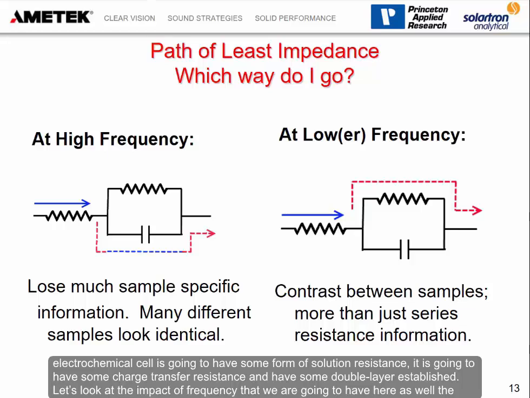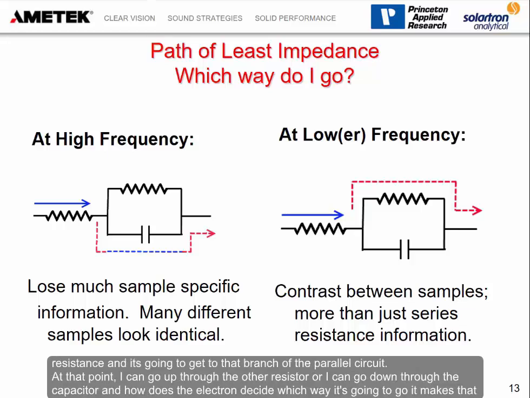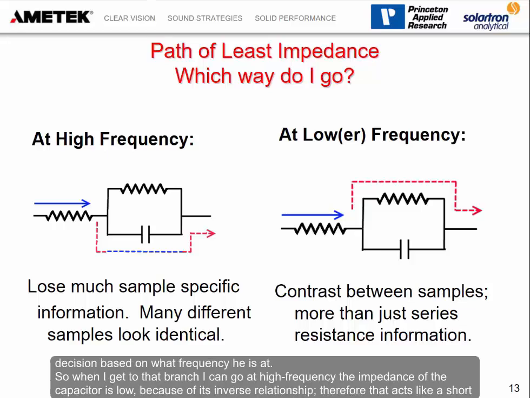But let's look at the impact of frequency we're going to have here as well. The electrons are trying to flow through this circuit. And so which way is it going to go? Where am I going to see the different types of information? Well, at high frequency, what's going to happen is electrons are going to flow through that solution resistance, and it's going to get to that branch of the parallel circuit. At that point in time, I can go up through the other resistor, or I can go down through the capacitor. And how does the electron decide which way it's going to go? It makes that decision based on what frequency it is at.